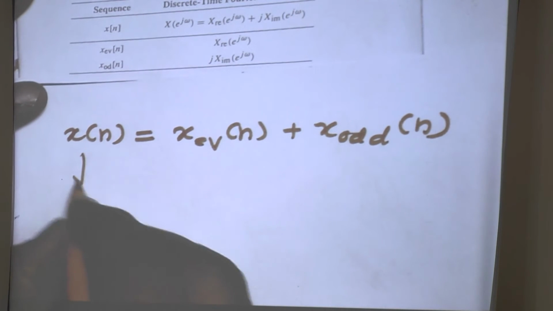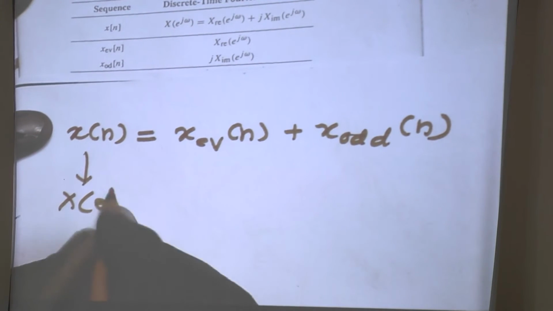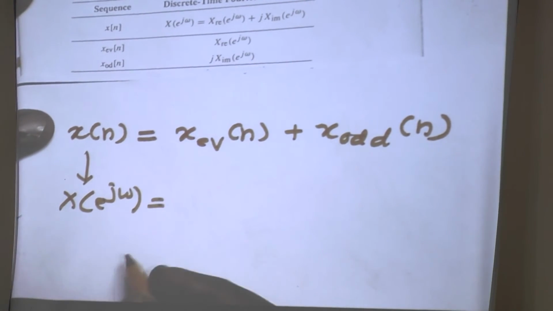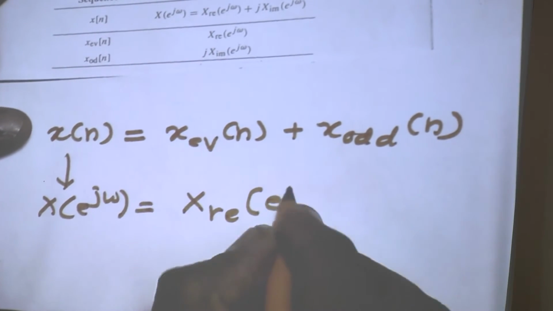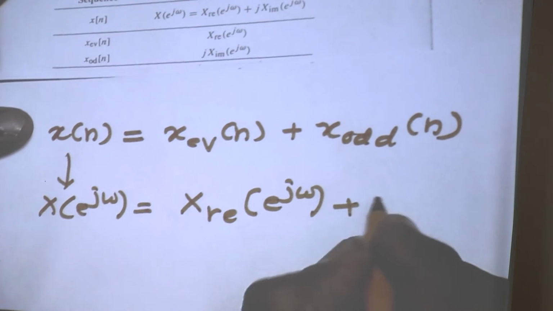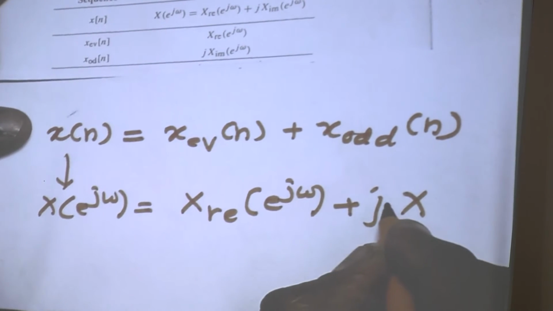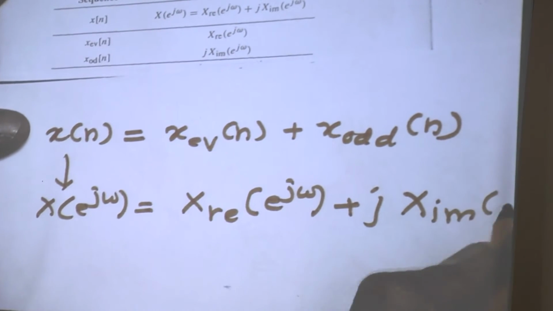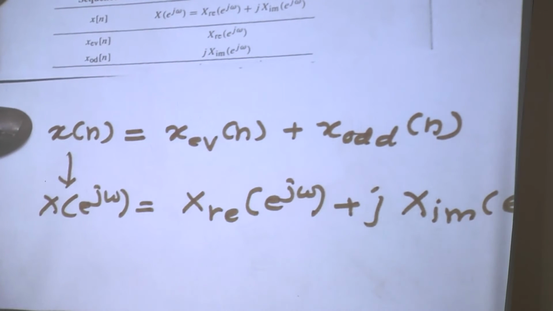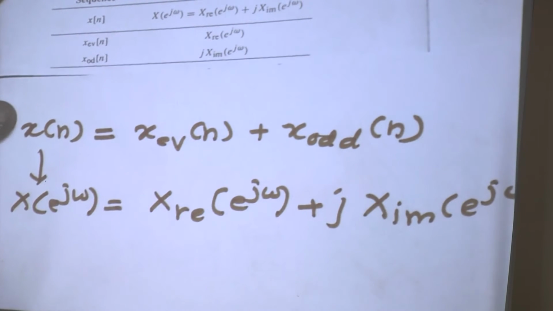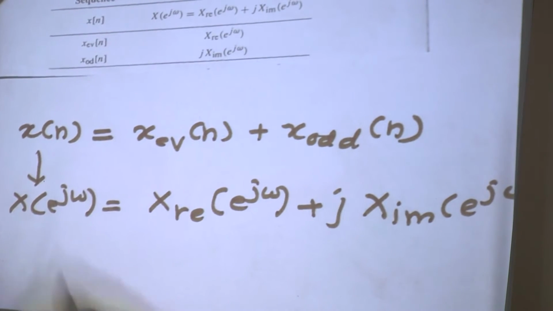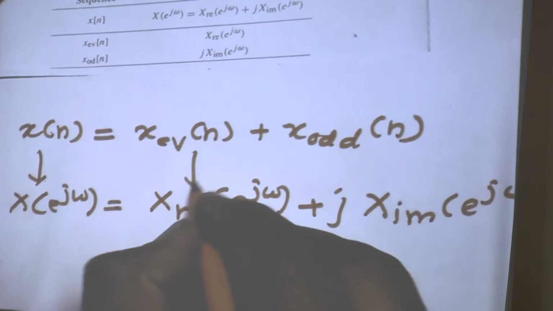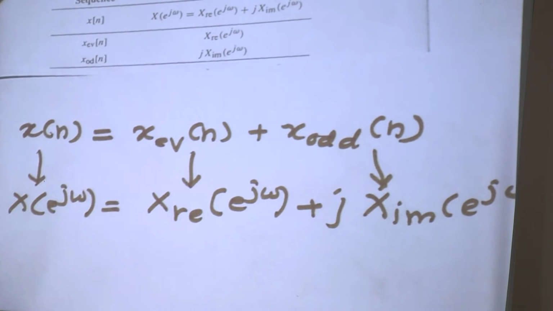If x[n] has a Fourier transform X(e^{jω}), which is going to be complex, it is written as the real part of X(e^{jω}) plus j times the imaginary part of X(e^{jω}). So if this has this Fourier transform, this will have this, that is all.